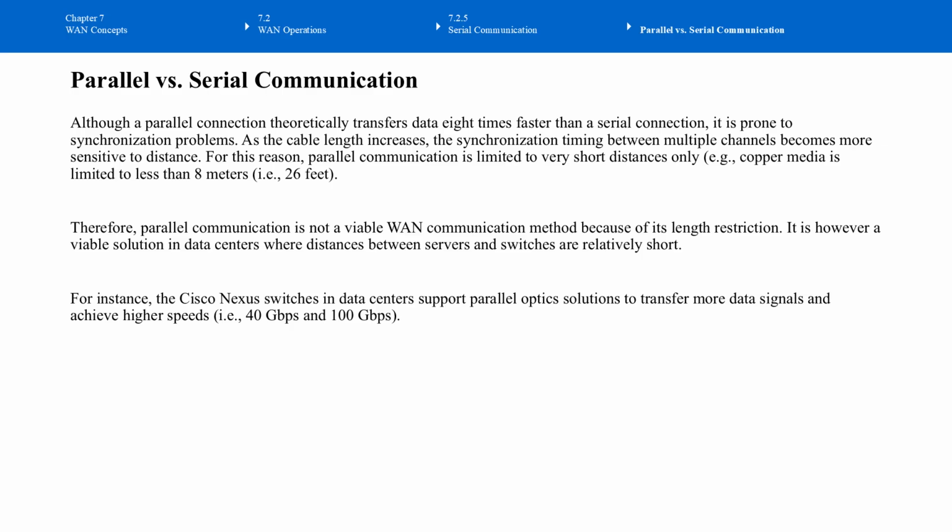Serial communication, in contrast, sends bits sequentially over a channel. It's much more practical for long-distance WAN communication. Parallel transmission can still be useful over short distances and in specialized high-speed environments. For example, a data center can use parallel optical lines to achieve very high aggregate speeds.